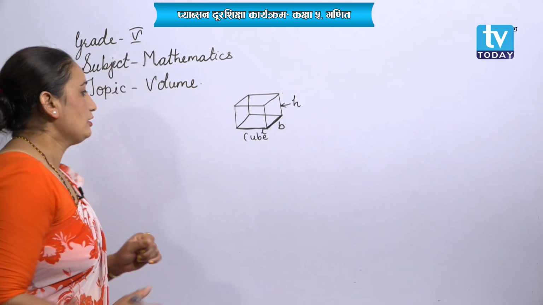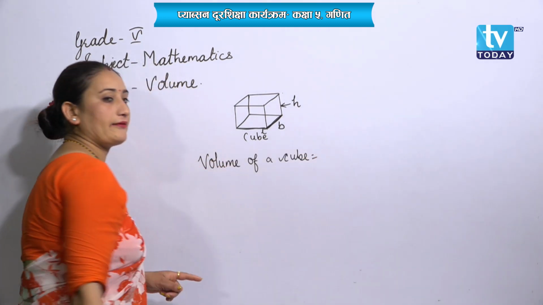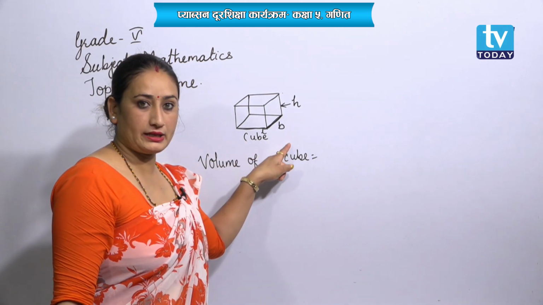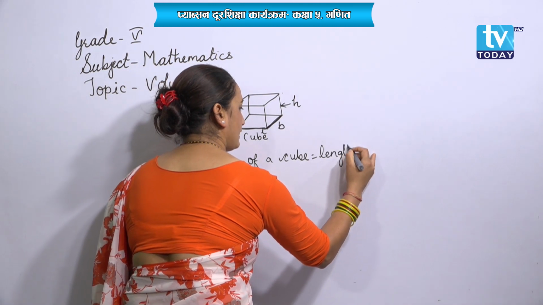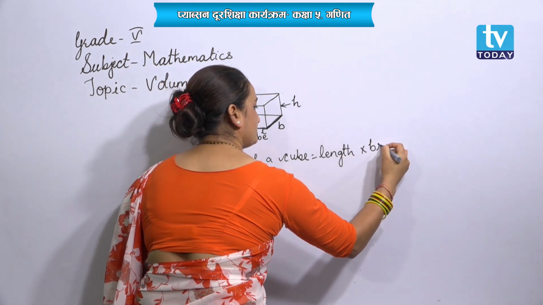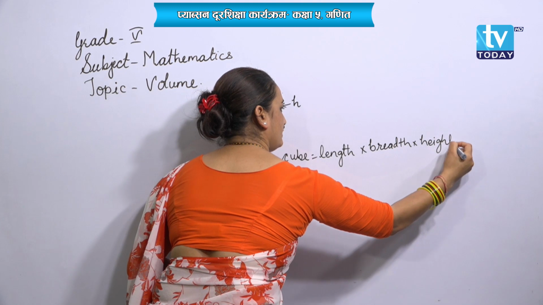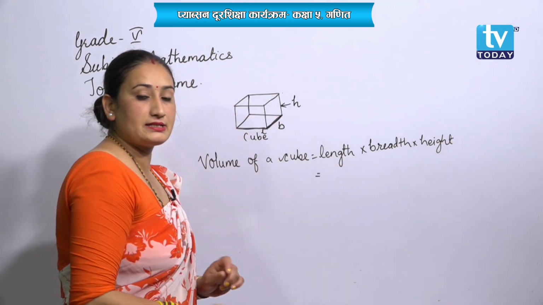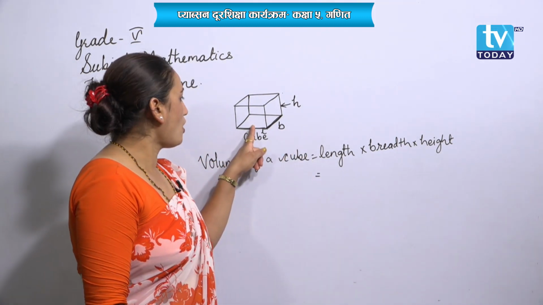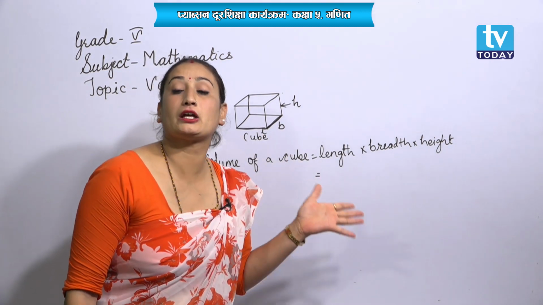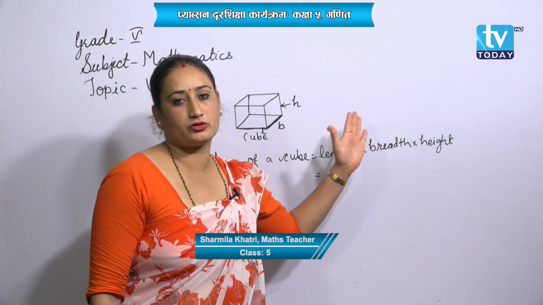So to derive the formula of the volume of a cube, we have to write length, breadth and height. But students, listen very carefully. In a cube, all sides are equal. That means breadth is also equal to the length, and height is also equal to the length.